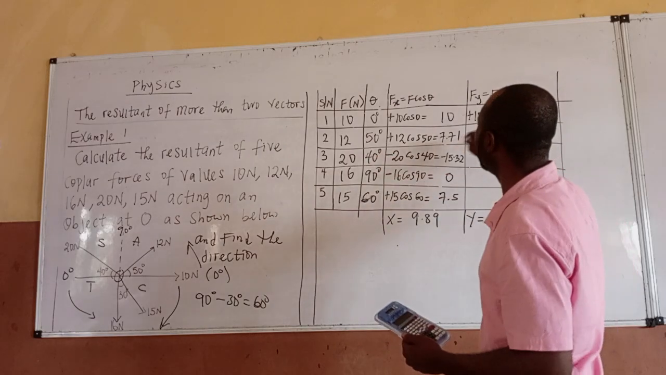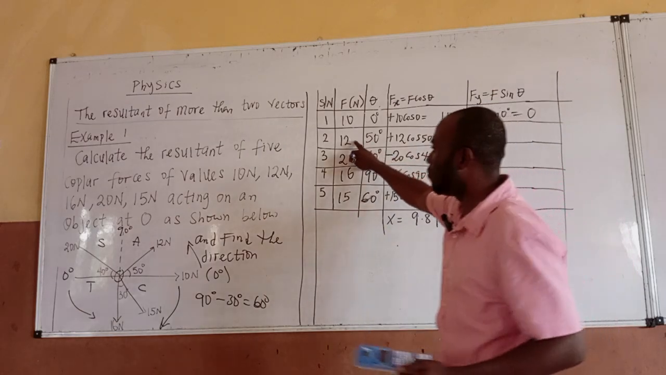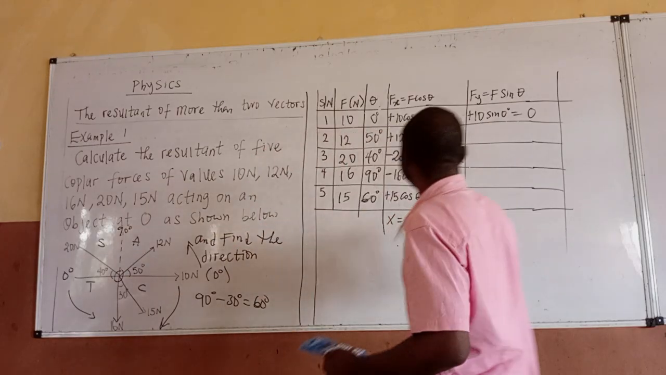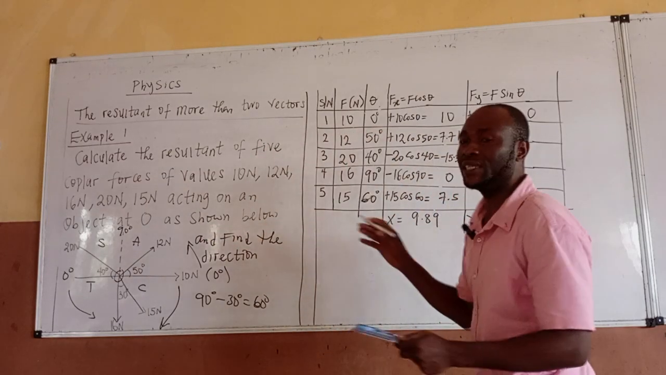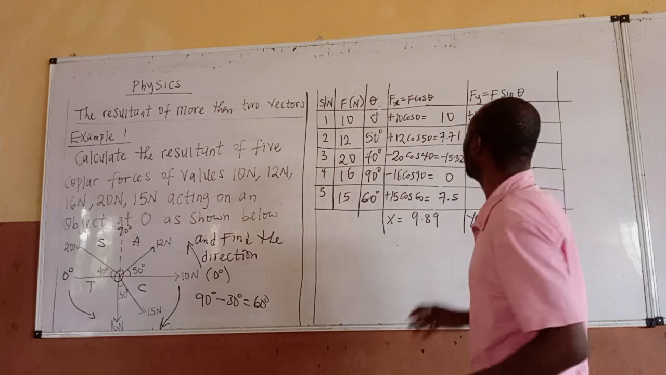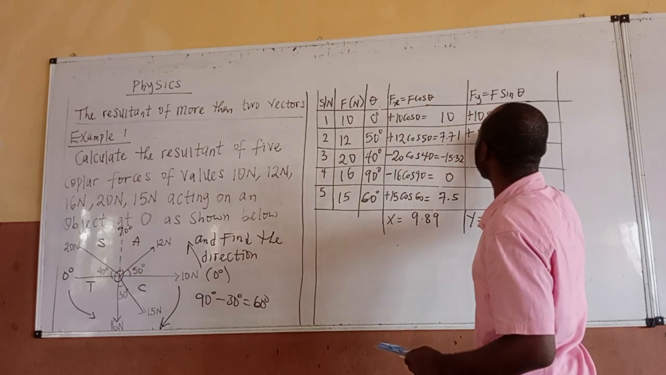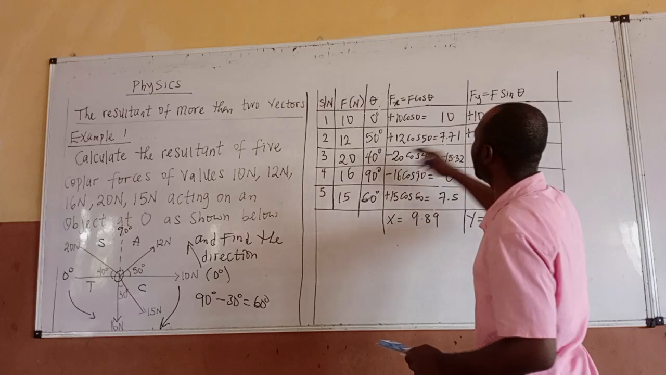Now the next one, 12 Newton, angle is 50. You can see it is still in the first quadrant, so it will give you positive. So that is plus 12 sine, the theta 50.